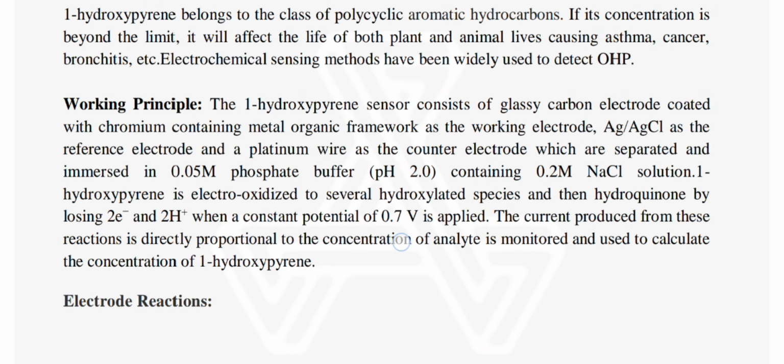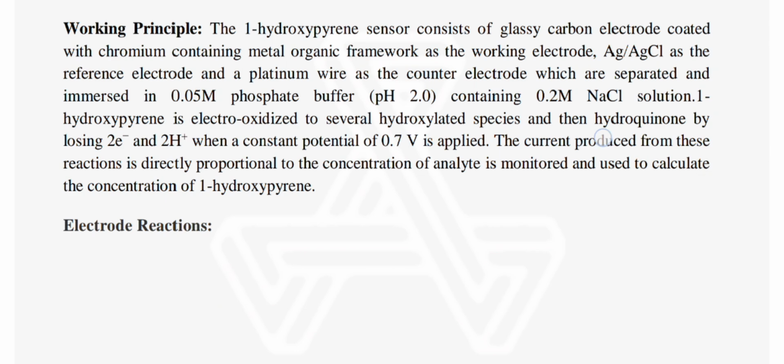Working principle. The 1-hydroxypyrene sensor consists of a glassy carbon electrode coated with chromium containing metal organic framework as the working electrode, Ag/AgCl, silver chloride as the reference electrode, and a platinum wire as a counter electrode, which are separated and immersed in 0.05 M phosphate buffer pH 2.0 containing 0.2 M NaCl solution.